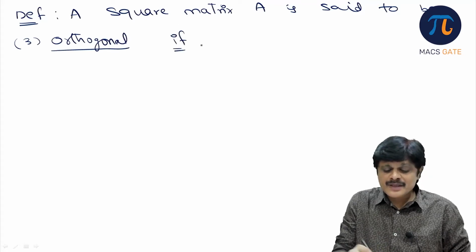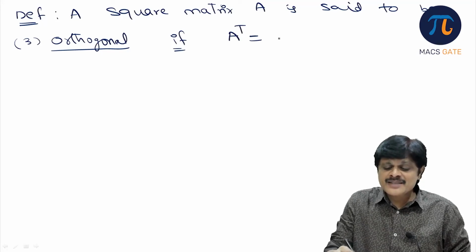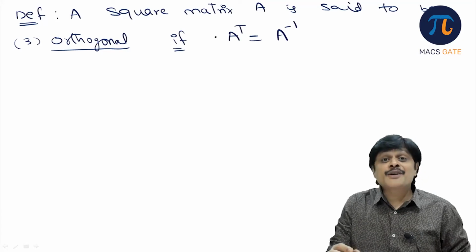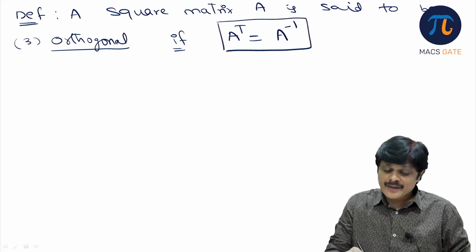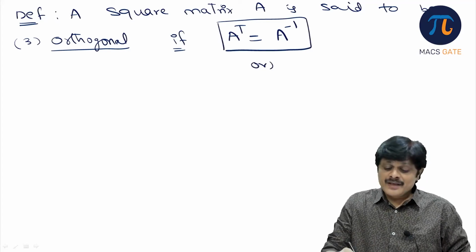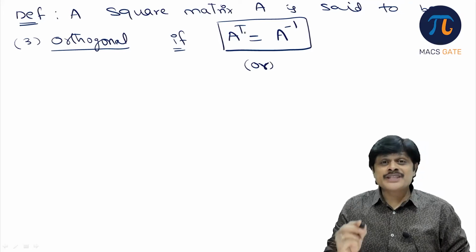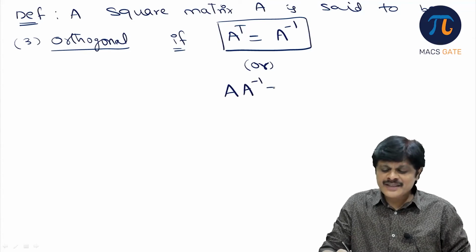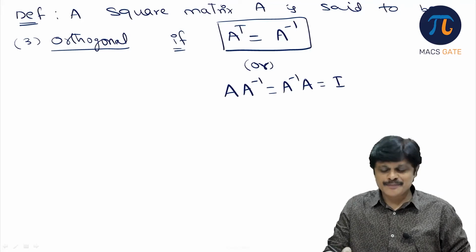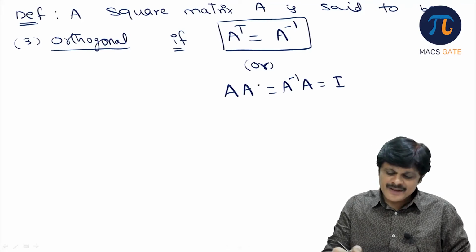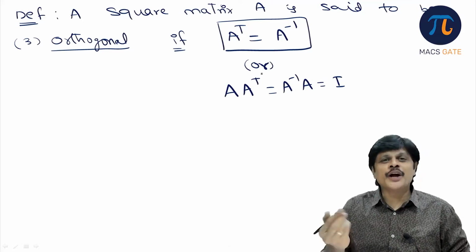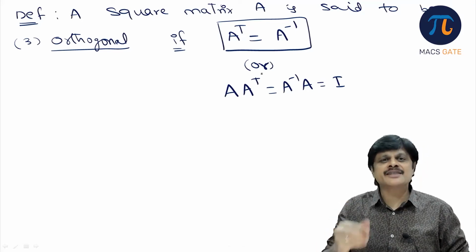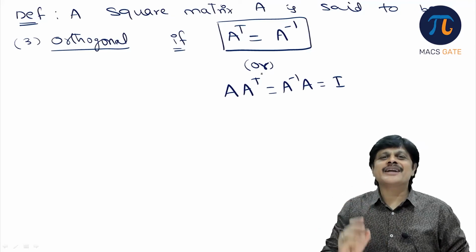if the transpose of the matrix is the inverse of the matrix. That is, the transpose will do the job of the inverse. Normally A into A inverse, or A inverse into A, is equal to identity. But here the transpose itself is the inverse. You don't have to find the inverse. Even if you are asked for the inverse, just find the transpose. Convert rows into columns, columns into rows. You will directly get the answer.